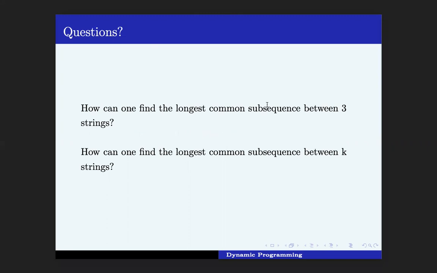So here are some questions. How can one find the longest common subsequence between three strings? And how can one find the longest common subsequence between k strings? Here, instead of a two-dimensional matrix, we can take a three-dimensional matrix. Try to write it up properly.